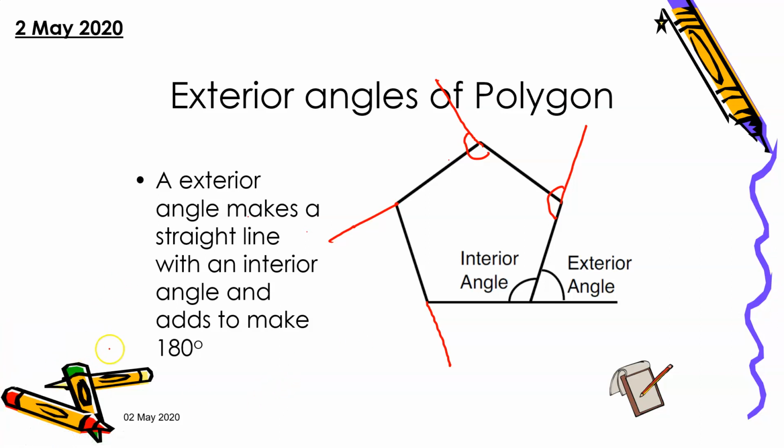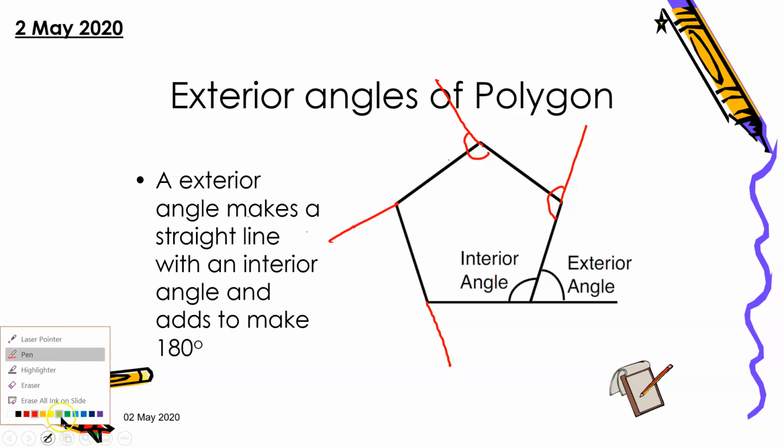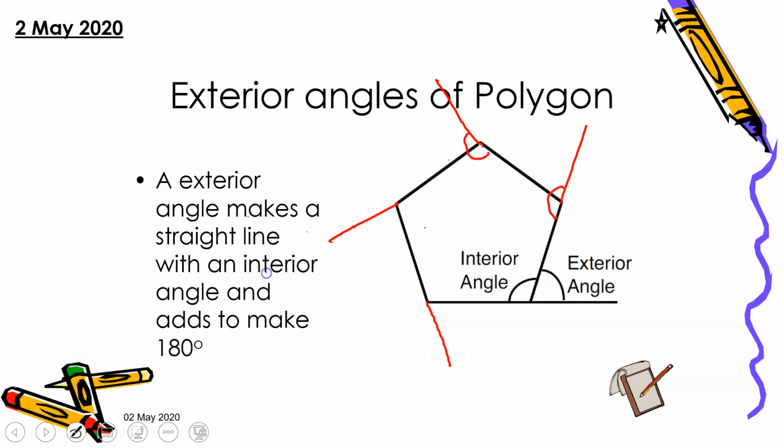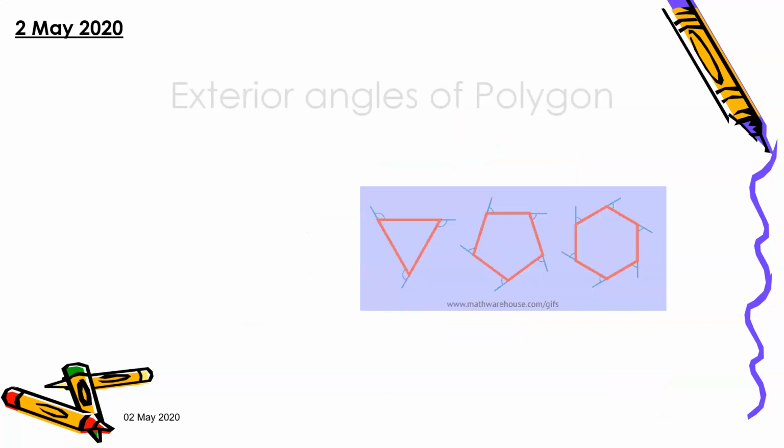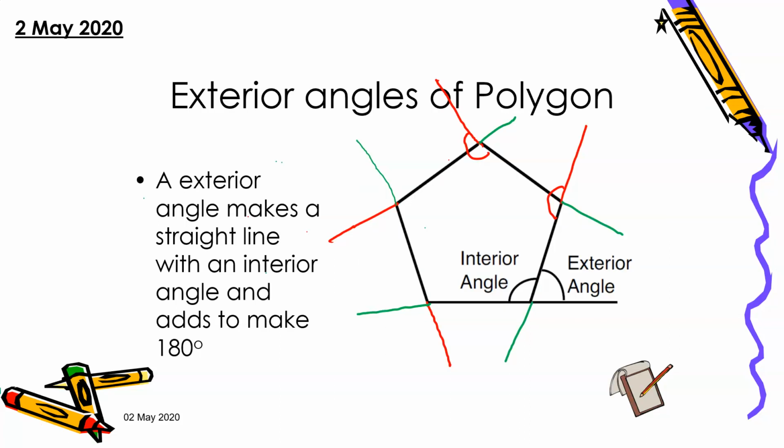If I just change color, you could quite easily put in the green ones, which are the clockwise exterior angles. The key thing is making sure that the exterior angle is supplementary to the interior angle.